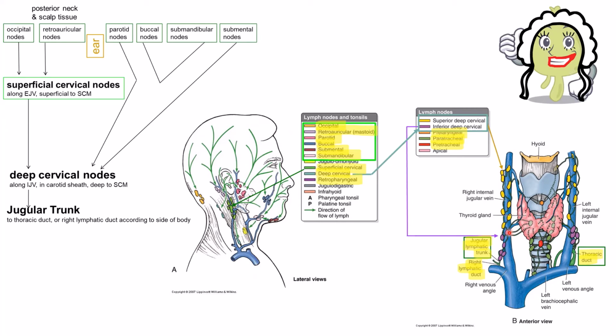From here, the deep cervical nodes also receive lymphatic drainage from the retropharyngeal, prelaryngeal, paratracheal, and pretracheal nodes before draining into the jugular trunk, which ultimately empties into the right lymphatic duct on the right side of the body and the thoracic duct on the left side of the body.